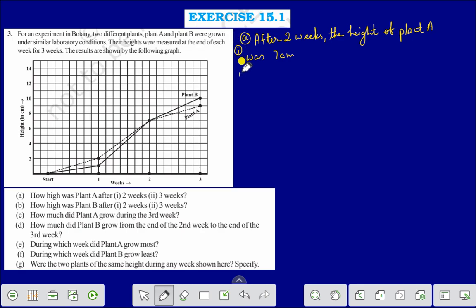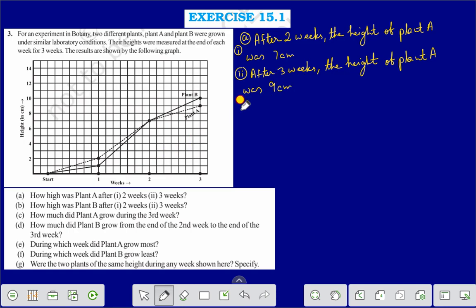Let's solve question number 2. Question number 2 is, how high was plant A after 3 weeks? After 3 weeks, the height of plant A was, you see, this is 3 weeks, this one, then we are getting this one as 9 centimeter, right? This is 9 centimeter, therefore it was 9 centimeter.